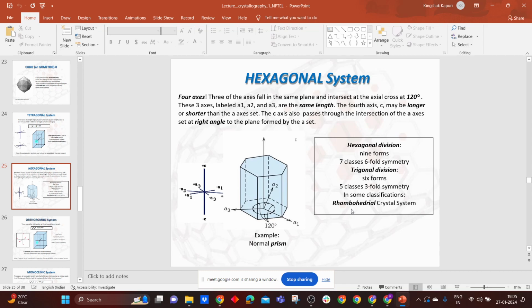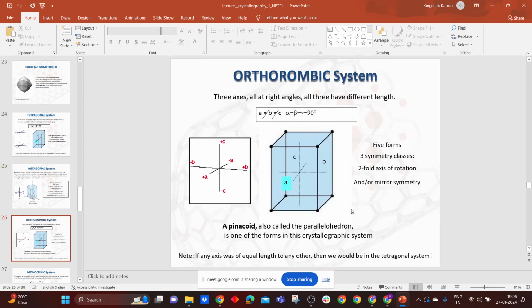Yes, the A1, A2, A3, these three crystallographic axes are at 120 degrees apart from each other. But there is a relation of all the A axes, that is A1, A2, A3, with the C axis. That relation is 90 degrees. These A1, A2, A3 all make a 90 degree angle with the C axis. Okay. That was for the hexagonal system.